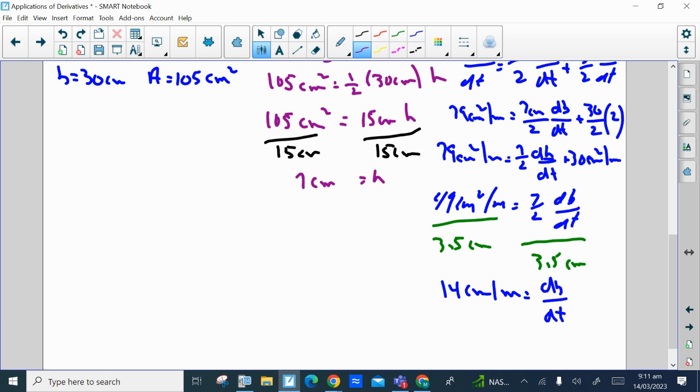So again, when you're setting up your original relationship, the formula, you need to look and see what you're given and what you're trying to find, and that'll tell you if you have to use the entire formula like this one, or if you have to do some substitution to eliminate one of the variables. And we've seen a couple examples like that.